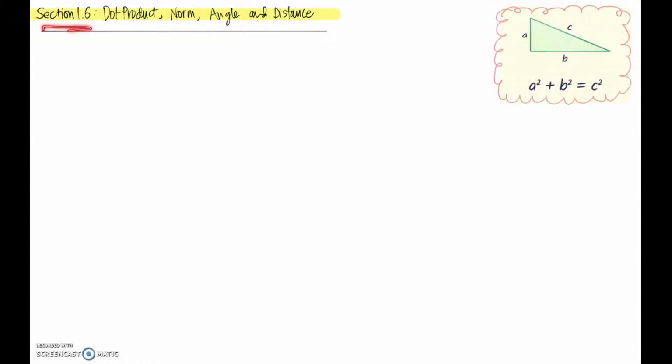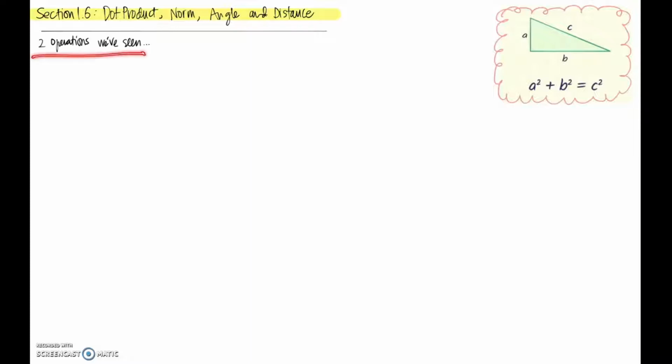Here we are in section 1.6, and we're going to talk about some important ideas: dot product, norm, angle between two vectors, and distance. And a lot of these ideas, definitely the first couple, will stem from what we've all seen before, the Pythagorean theorem. Now, we're talking about these ideas not just in R2 or R3, but we're extending them to larger dimensions like R5 or R17. And though we can't exactly visualize what's happening in R17, we can extend the ideas of what we know in R2 and R3.